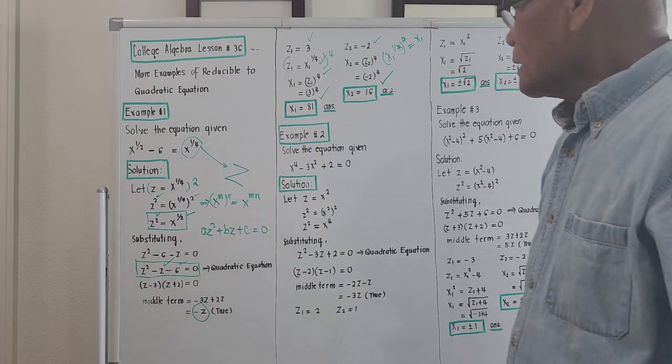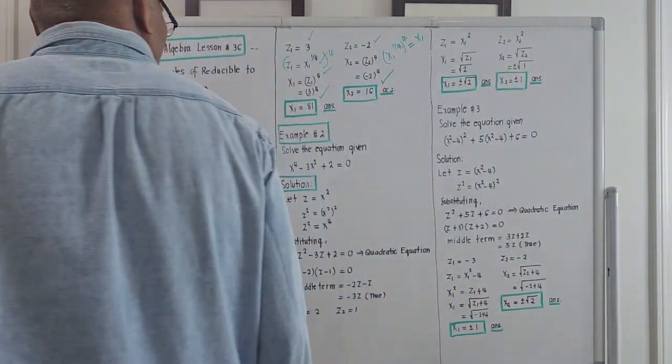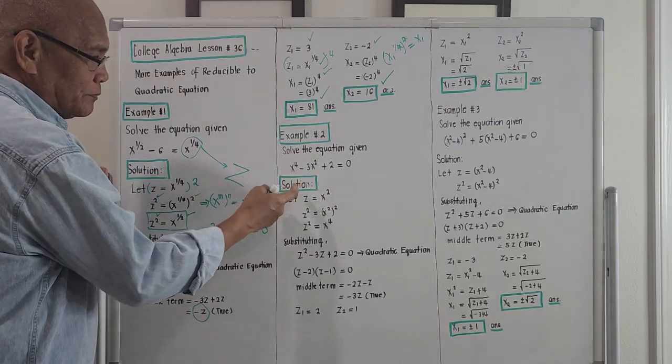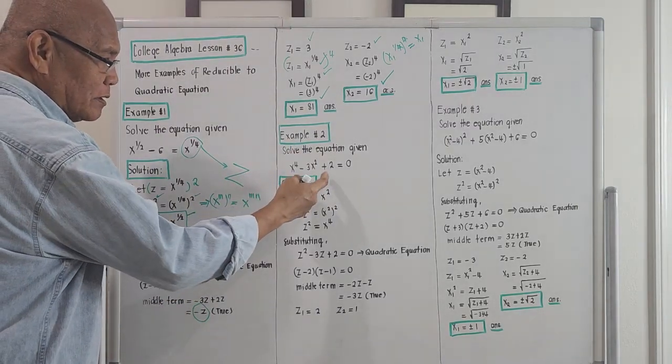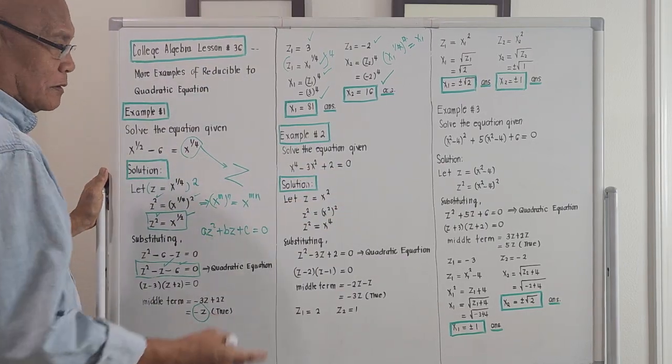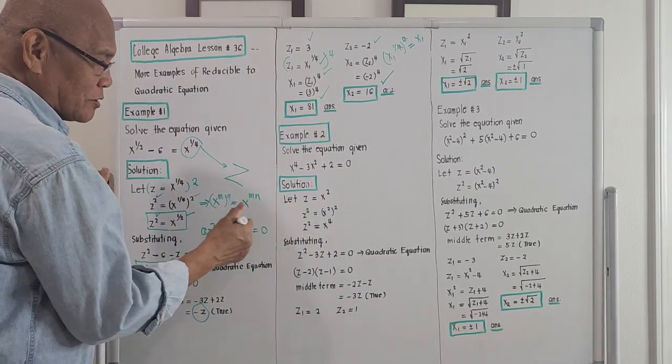Okay, let's try to bring out example number 2. Solve the equation given x to the fourth minus 3x squared plus 2, and this should be equal to 0. Solution. We let z equal to x squared.